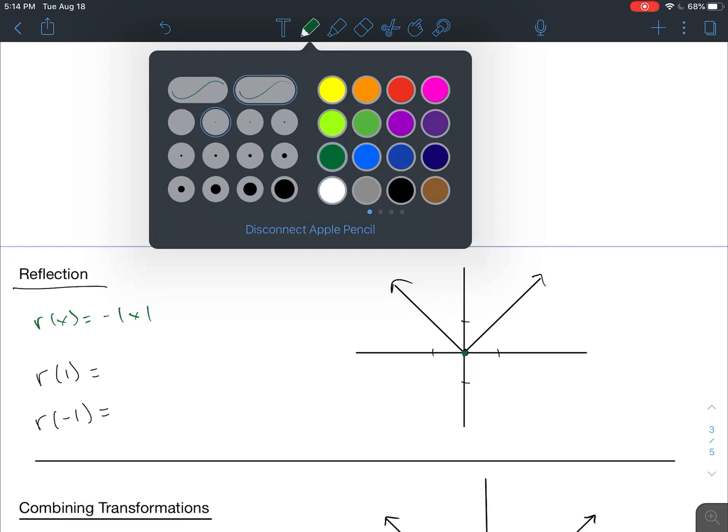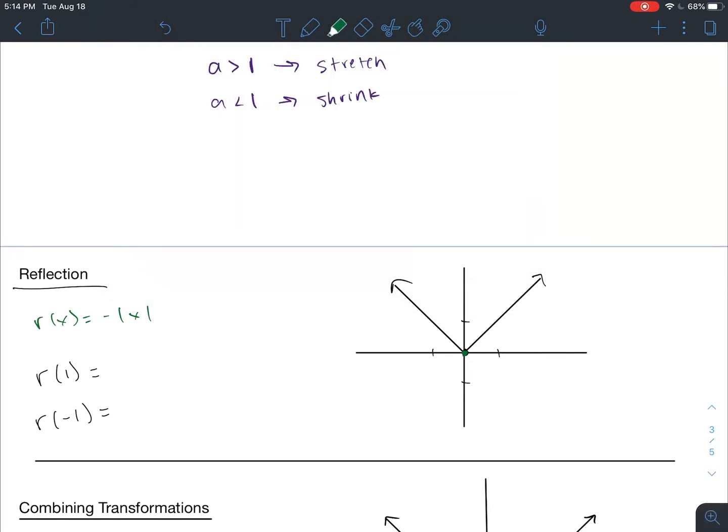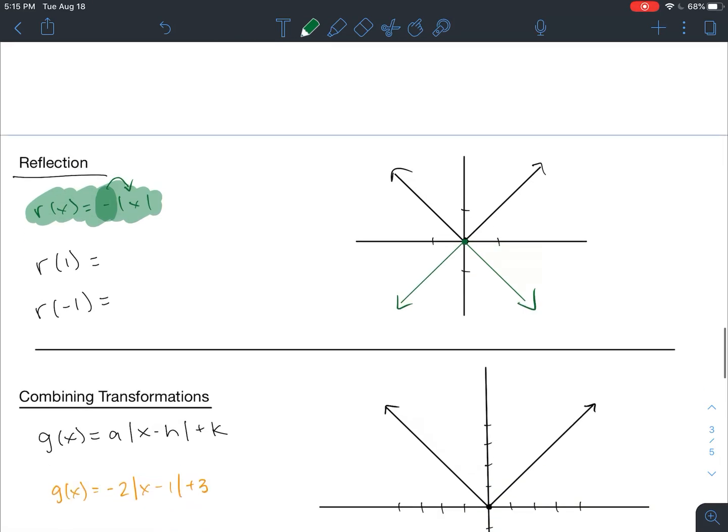And again, I'm kind of going to speed through this one because it's pretty straightforward. When you have a reflection, when you have a negative number, so this is really -1, right? When you have a negative number being multiplied by the absolute value function, you're going to cause a reflection across the x-axis. Like that. So that is what a reflection does. A reflection will look like a negative number outside of your absolute value function.